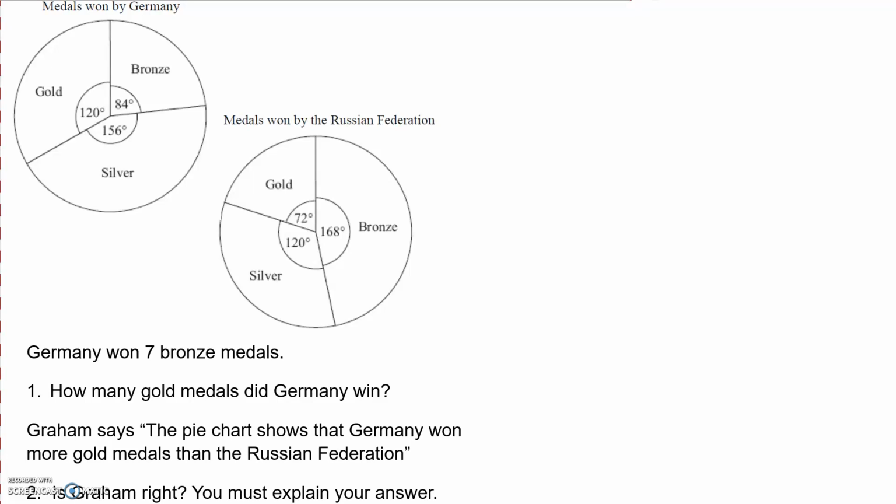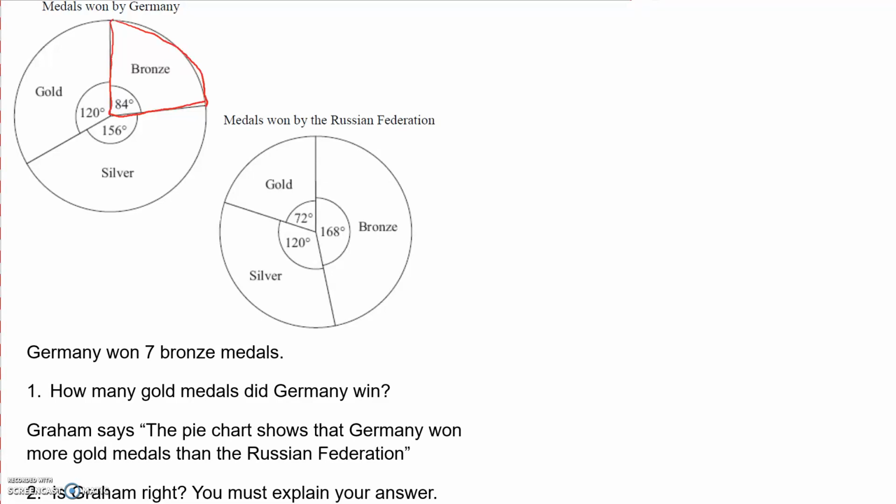Germany won 7 bronze medals, so obviously we're talking about this part of the pie chart here. We're on Germany and we're on bronze. So we know that that part of the pie chart is worth 7 bronze medals. And our question 1 is, how many gold medals did Germany win?